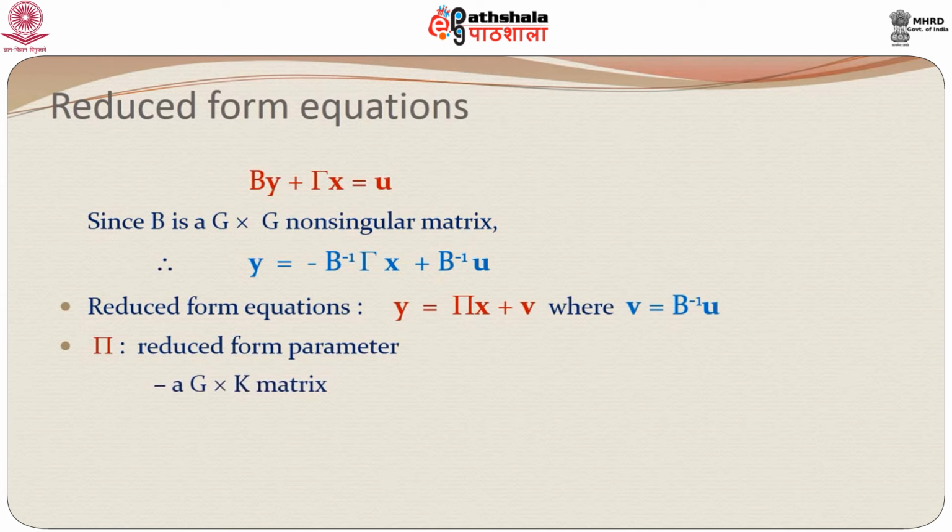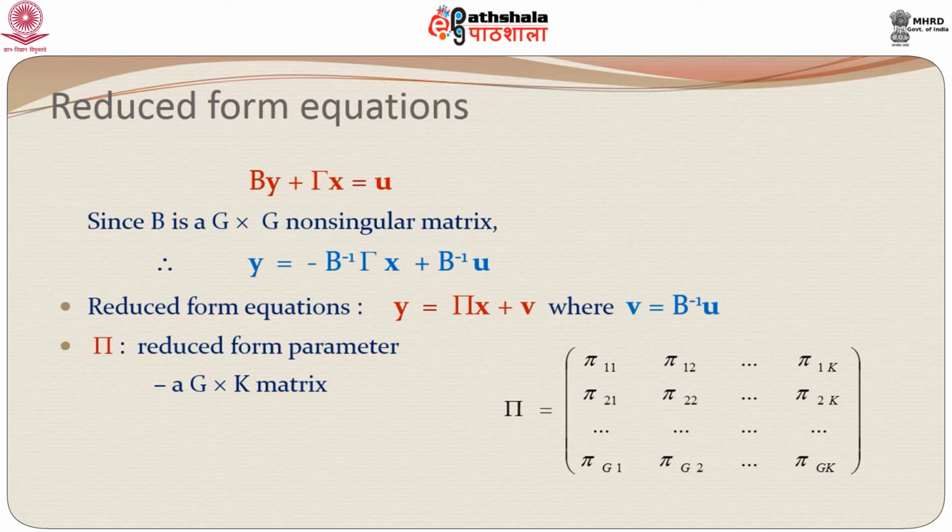Now, this is a G by K matrix of the form Pi equal to Pi 11, Pi 12, ..., Pi 1K, etc. But then what is Pi? Pi is related to the structural parameters as Pi is equal to minus B inverse Gamma, or if you just bring B back again, it is B Pi plus Gamma is equal to 0. So, there is a relationship between the structural and the reduced form equations.